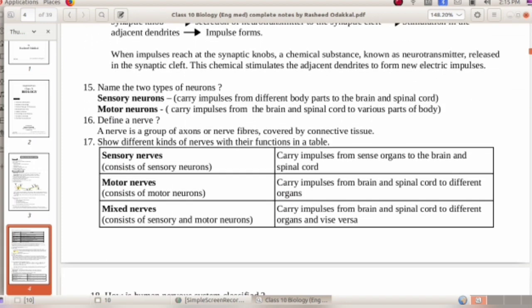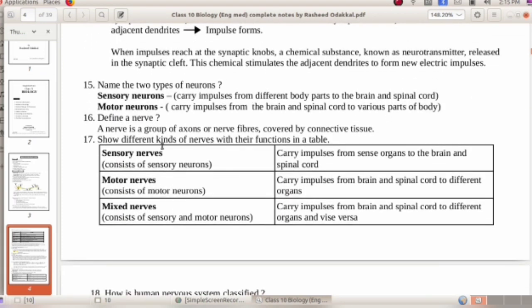Then we are going to see the different types of neuron. There are two types of neuron, sensory neuron and motor neuron. Sensory neuron carries impulses from different parts of the body to the brain and spinal cord. Then motor neuron carries impulses from brain and spinal cord to various parts of the body.